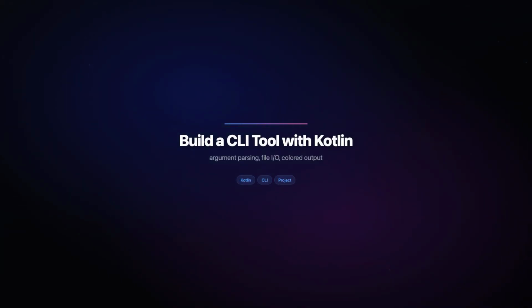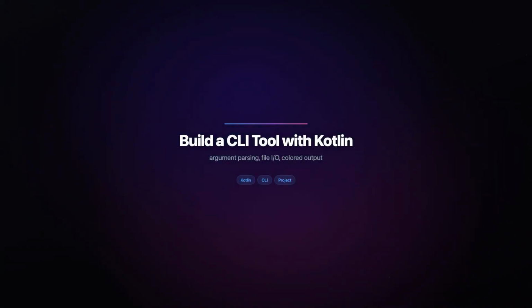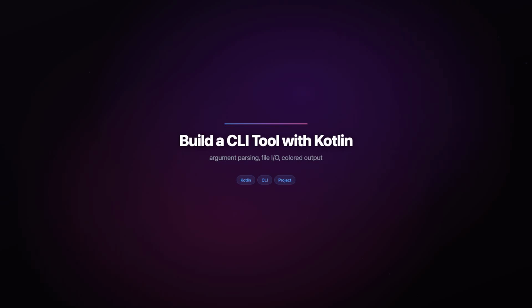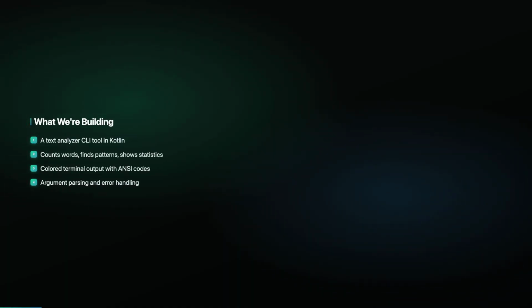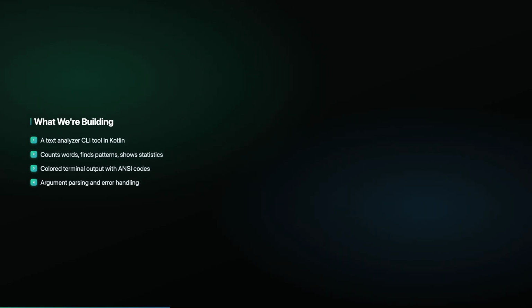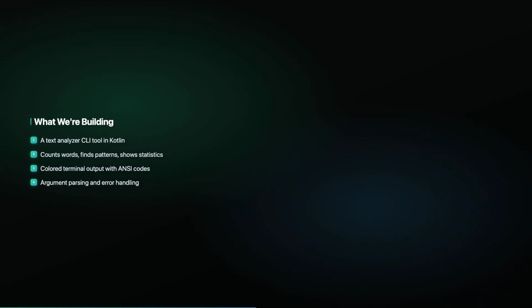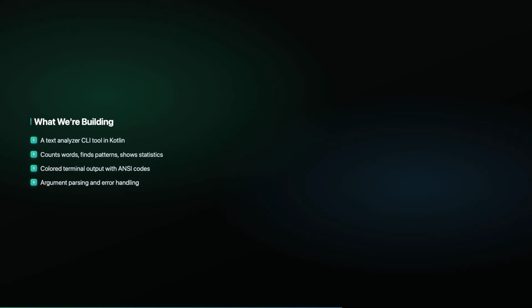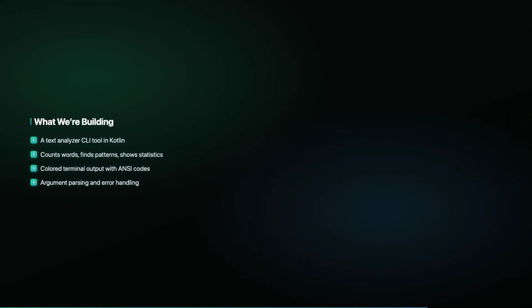Kotlin CLI tool. Build a command line application from scratch. Every developer uses command line tools every day. Git, Gradle, Docker, they all run in the terminal. In this video, you will build your own CLI tool in Kotlin. A text analyzer that reads files, counts words, finds patterns, and shows colored output. You will learn argument parsing, file I/O, text processing, and how to structure a real project.